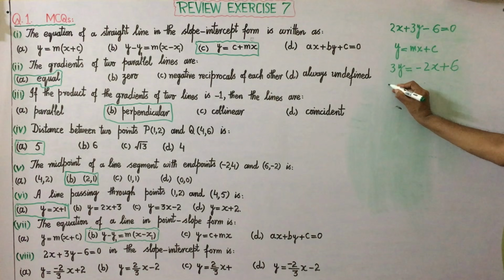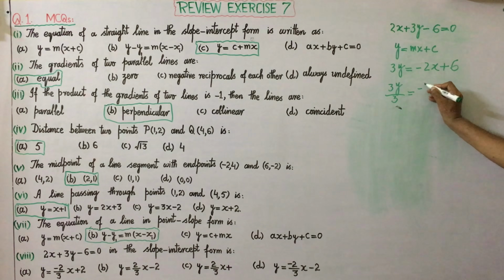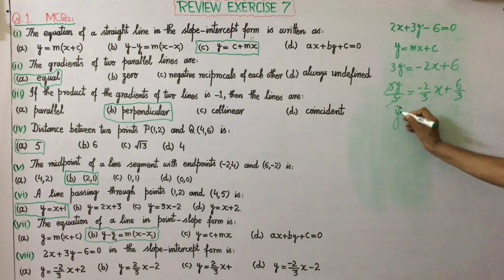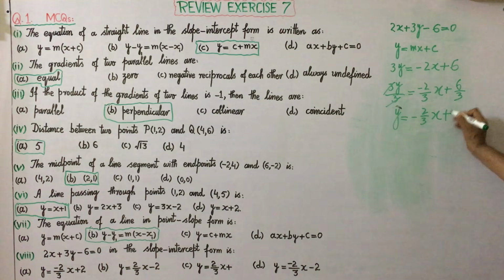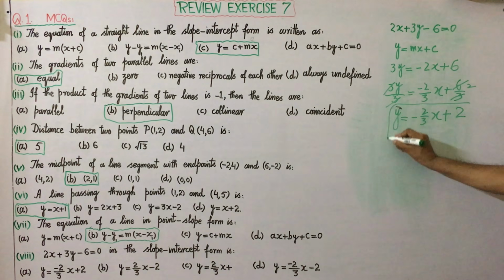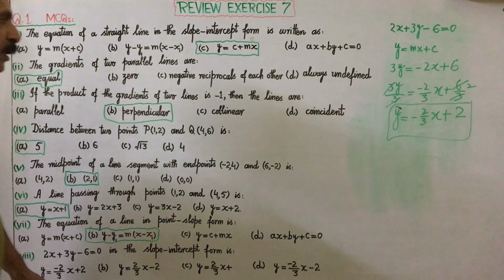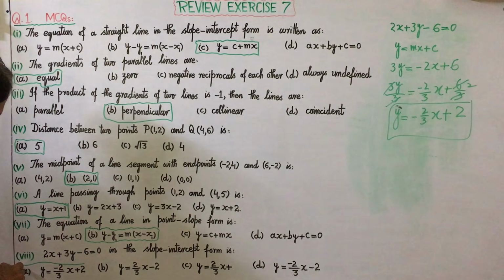Dividing both sides by 3, 3y over 3 is equal to minus 2x over 3 plus 6 over 3. So y is equal to minus 2 over 3 x plus, 3 ones are 3, 3 twos are 6, plus 2. Y is equal to minus 2 by 3 x plus 2. So the correct answer is A.